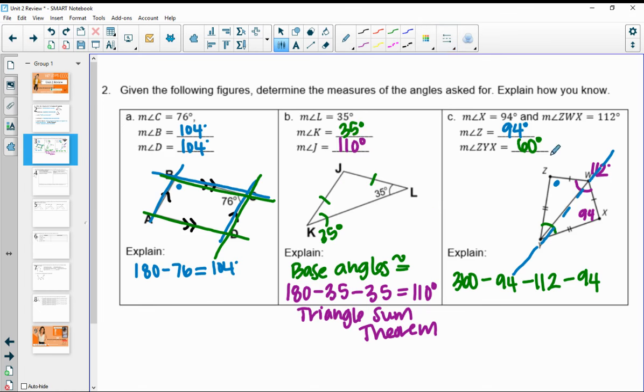If you looked at the fact that you know that this 112 is getting cut in half, so if you cut that in half, you'd have 56 here. And you know this one is 94. So you could be looking at this as a triangle totaling 180. So you also could have done 180 minus 56 minus 94, which would have gotten you 30 degrees here. And then you'd have known this other piece over here is 30 as well.